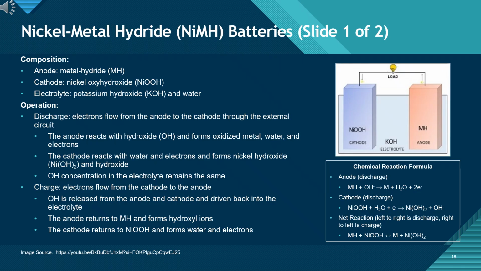During discharge, electrons flow from the anode to the cathode. The metal hydride releases hydrogen to form water and electrons, while the cathode converts the nickel oxyhydroxide back to nickel hydroxide. When we charge the battery, the reactions reverse, and both electrodes return to their original chemical states. The diagram here gives you a simple picture of how the anode, cathode, and electrolyte interact.